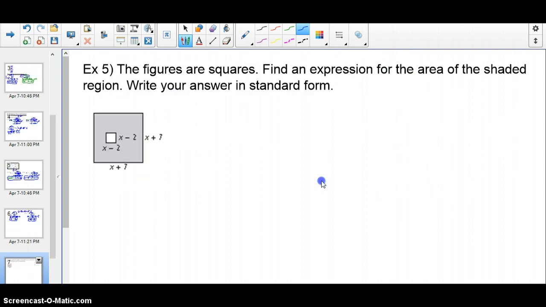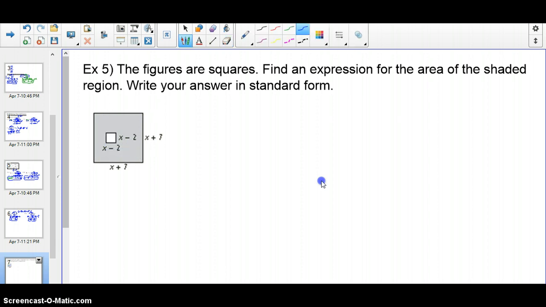Okay, one last problem. It's a word problem. It says the figures are squares, so these two little squares inside of each other are squares. Find the expression for the area of the shaded region. Write your answer in standard form. So the shaded region is just this region in here. It's basically saying don't include the area of the little white box.